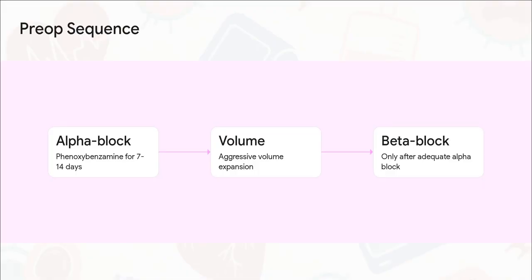So how do we actually get our patients to meet those strict criteria? For the boards, remember this cardinal rule. Alpha blockade, like phenoxybenzamine, and aggressive intravascular volume expansion must always precede beta blockade. Why? Because if you block beta-2-mediated vasodilation first, you leave all that alpha-1-mediated vasoconstriction completely unopposed. And that precipitates acute heart failure. Alpha, always before beta, no exceptions.